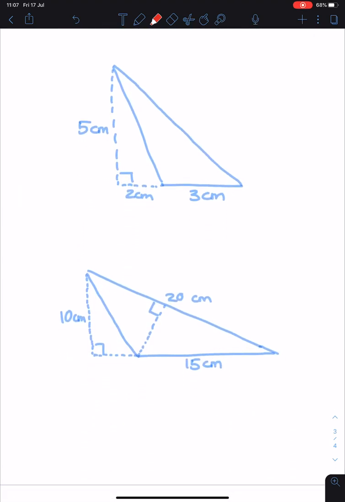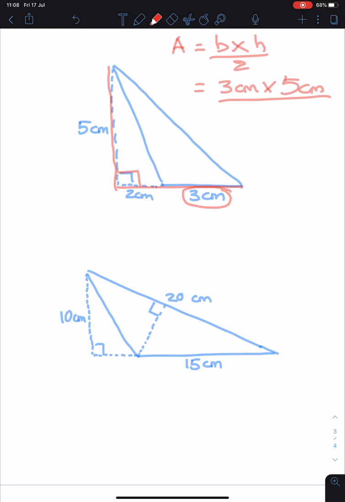Right, the first one. This must be the base because there is our right angle, and the base is 3 centimeters. So area is base times height over 2. So our base is 3 centimeters and our height is 5 centimeters. 3 times by 5 is 15 centimeters squared divided by 2, which is 7.5 centimeters squared. Let's look at the next one.